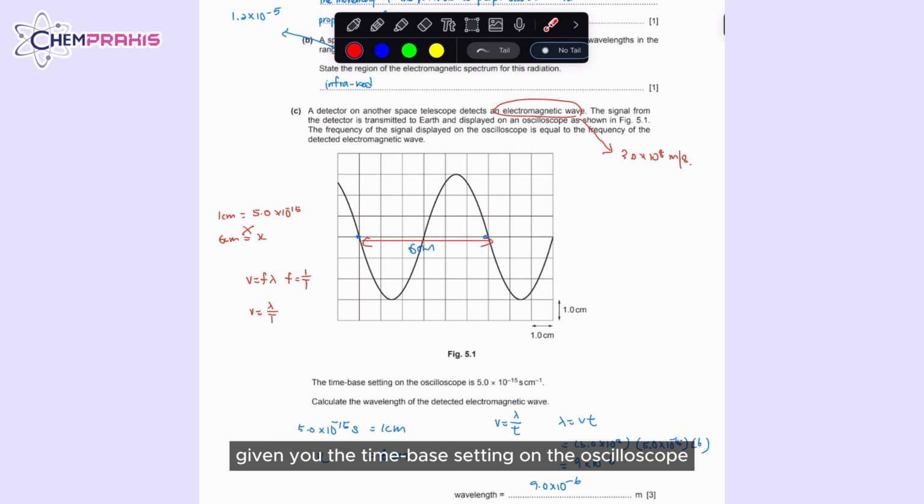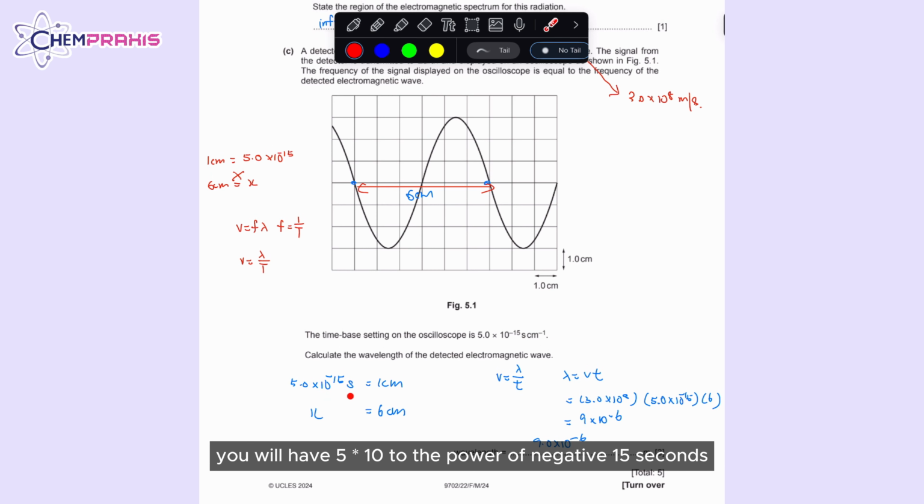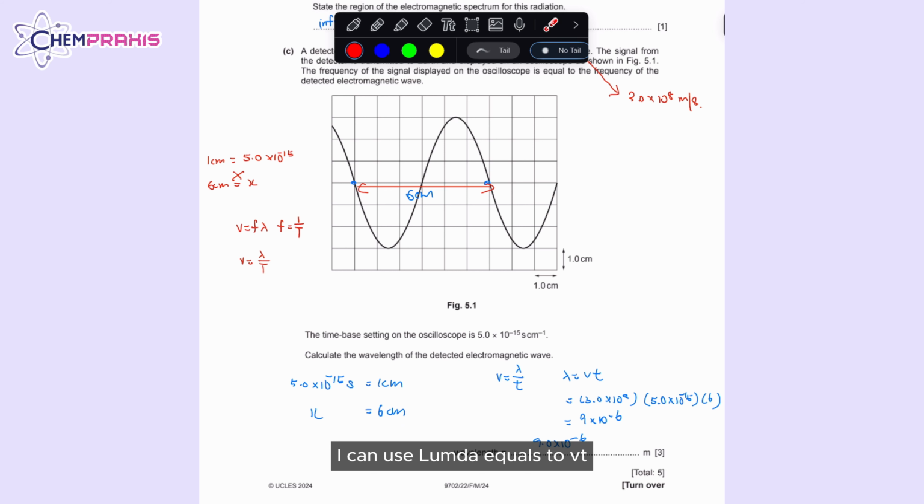Question C, they give you the time-base setting on the oscilloscope, which is 5 times 10 to the power negative 15. So we will know that for 1 cm, you will have 5 times 10 to the power negative 15 seconds. So we need to find out the time taken for one complete oscillation. And one complete oscillation takes 6 cm over here. So I need to find out the time taken for 6 cm. After getting the time taken, I can use lambda equals to vt to find out the lambda value. As we know, for electromagnetic radiation, we have 3 times 10 to the power 8 meters per second. And there you go, you will get your wavelength, which is 9 times 10 to the power of negative 6.